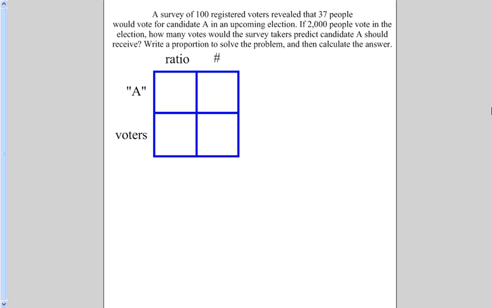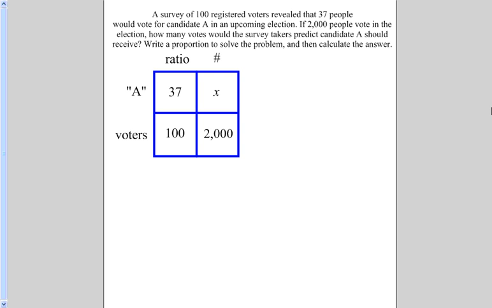Let's look at the information in the question. It says a survey of 100 registered voters reveals that 37 people would vote for candidate A. So 37 say they're going to vote for A out of 100. That's our ratio, 37 out of 100. And then it says if 2,000 people vote in the election, so that's our total. 2,000 voters are going to vote in the election. How many are going to vote for A according to the survey? That's our unknown, our X.